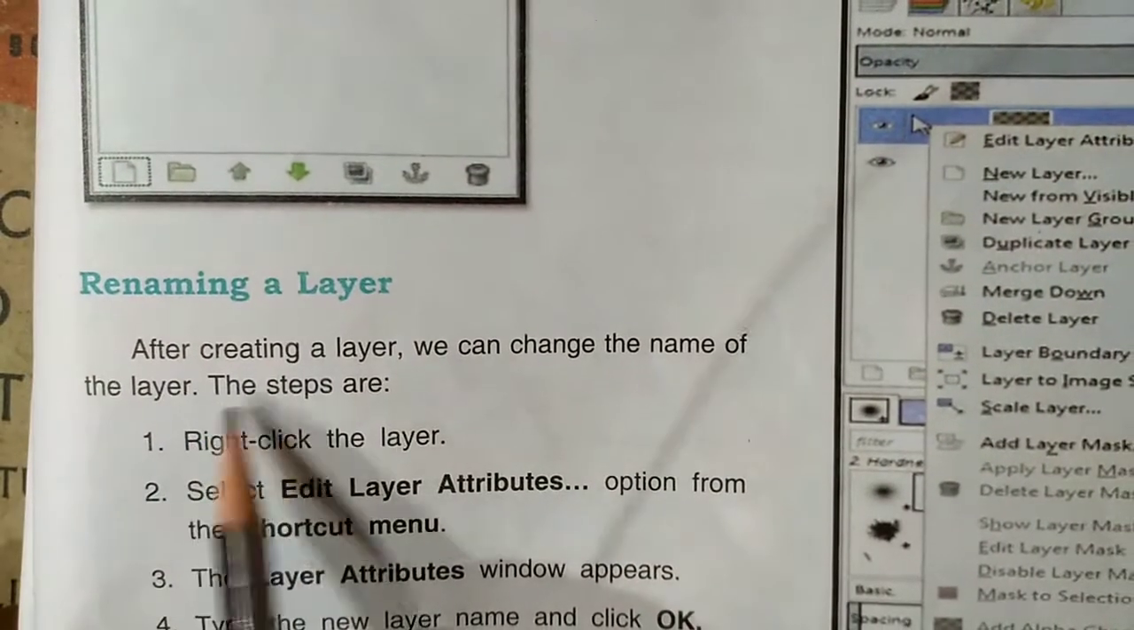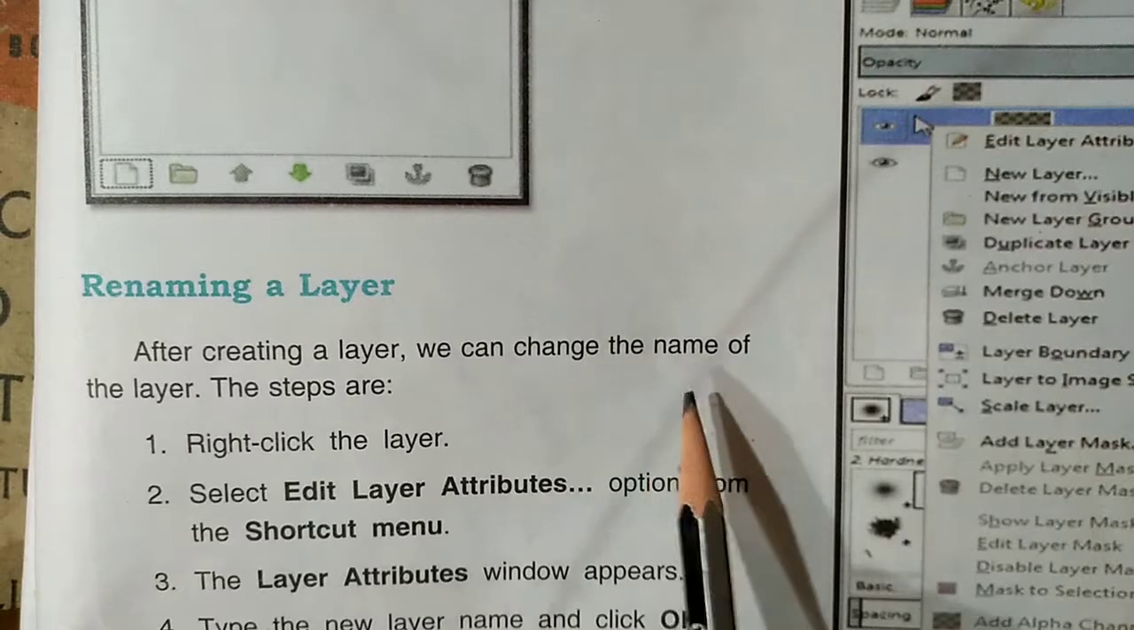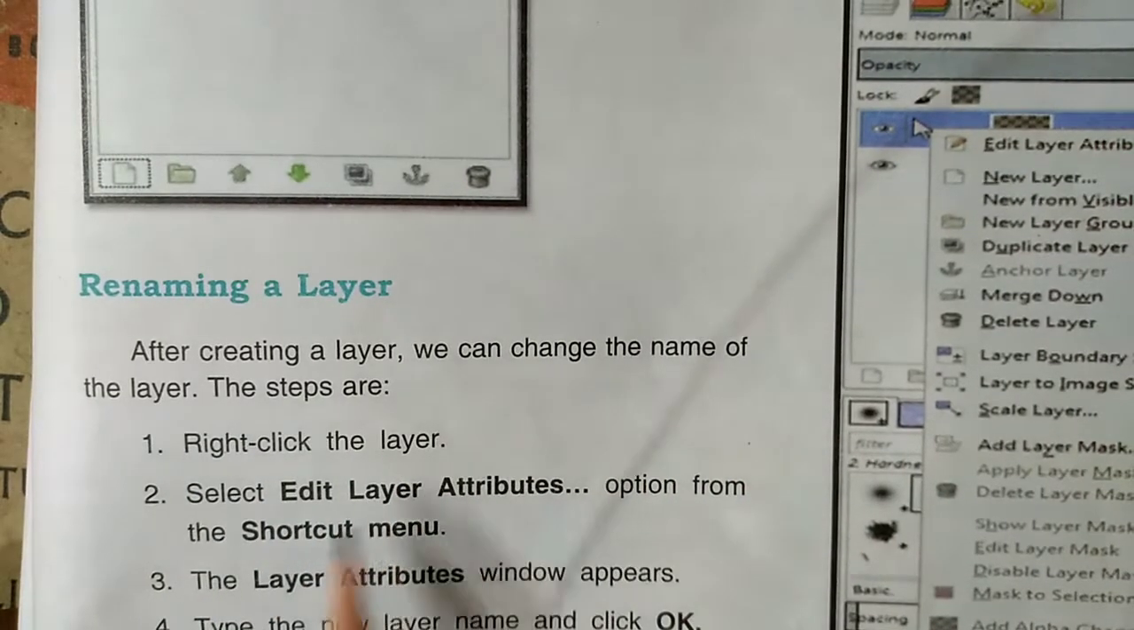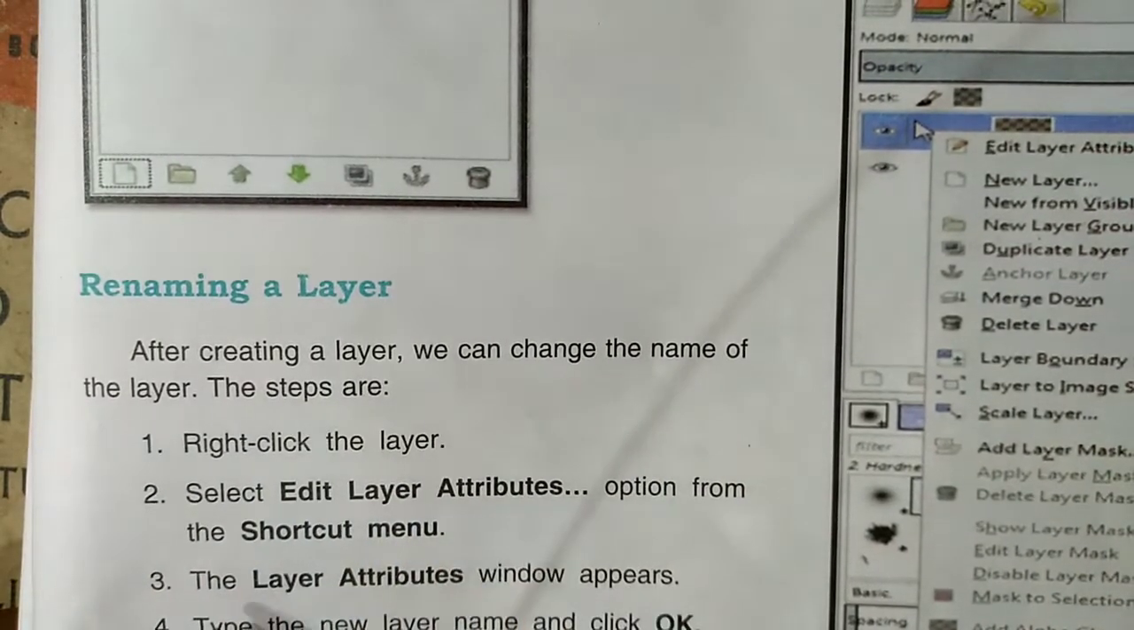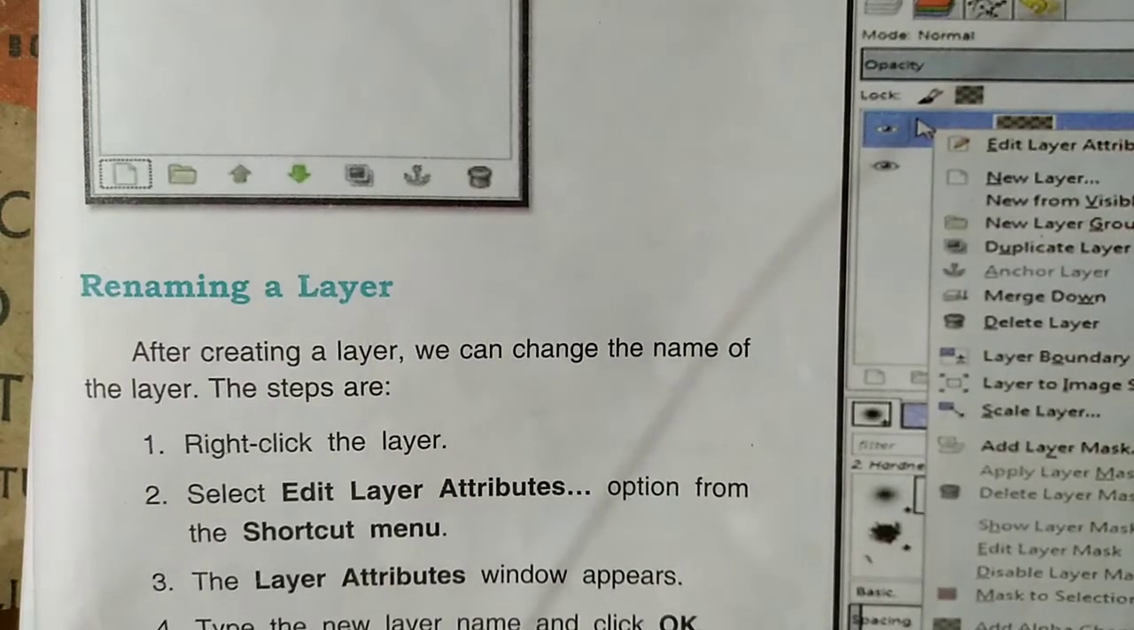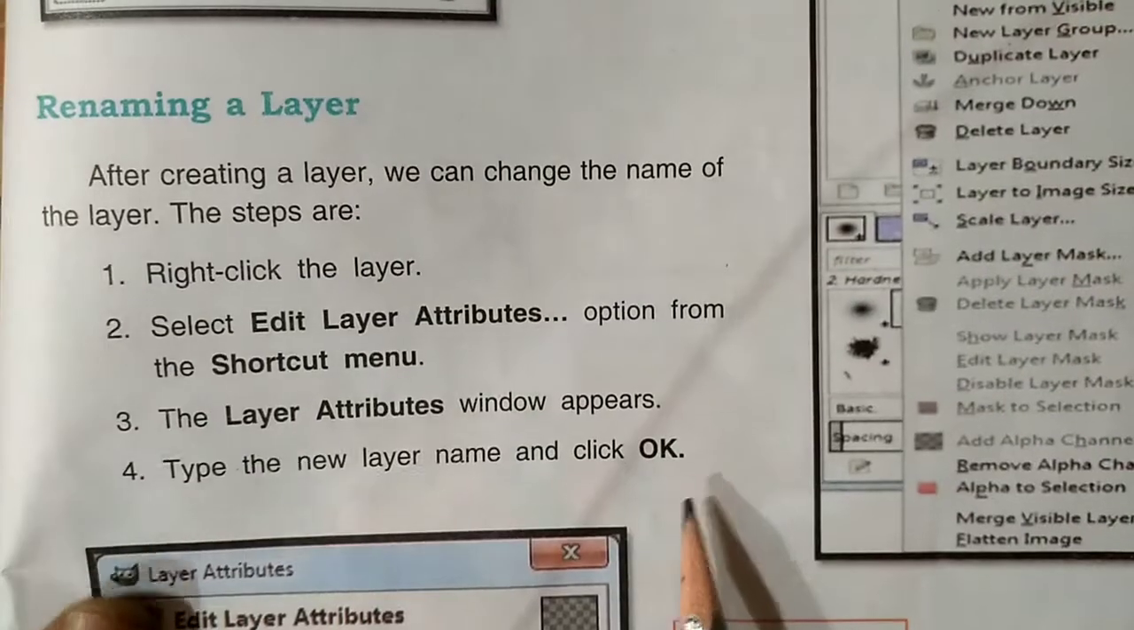Renaming a layer. After creating a layer, we can change the name of the layer. Right click the layer, select edit layer attributes, type the new layer name and click OK. Don't forget to click OK.